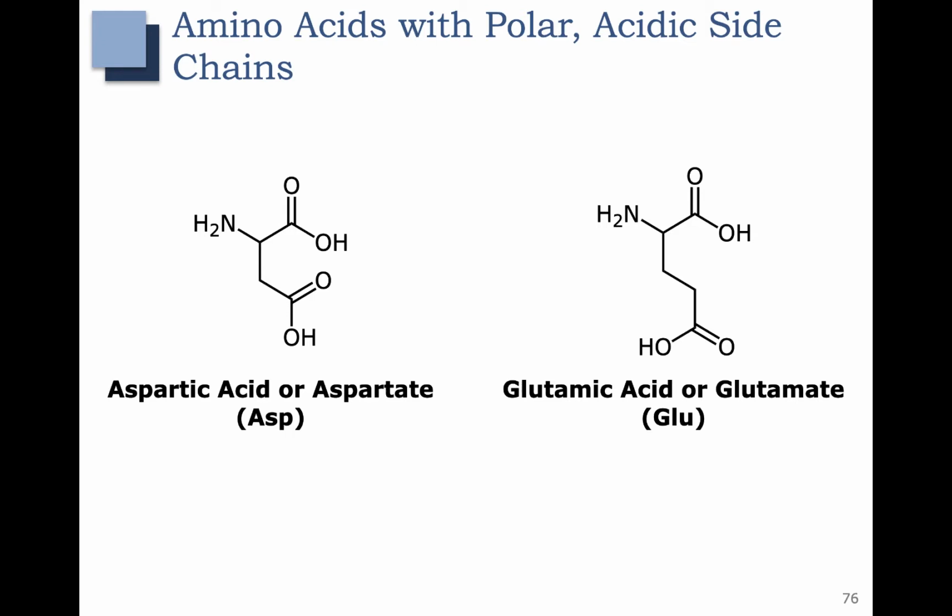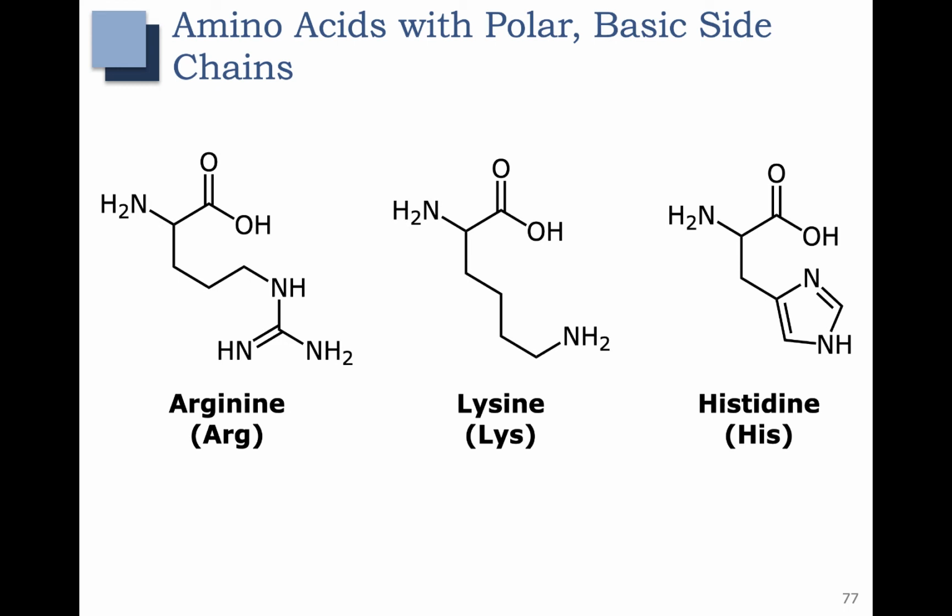Amino acids with polar acidic side chains contain the carboxylic acid functional group. So that should be your hint. Acidic side chain, carboxylic acid. Amino acids with polar basic side chains have amine functional groups. As we'll learn soon, amines are basic, and so that's where that terminology is coming from.